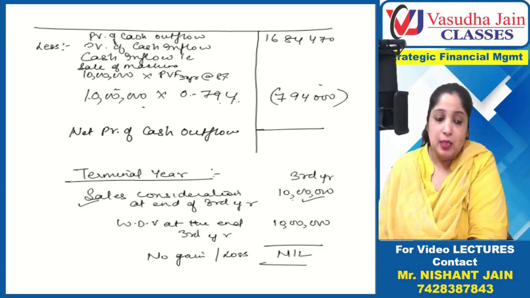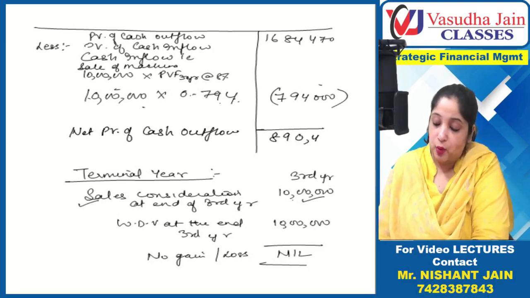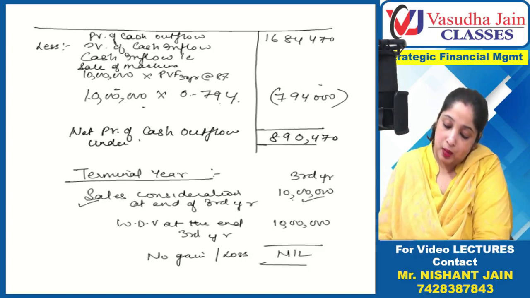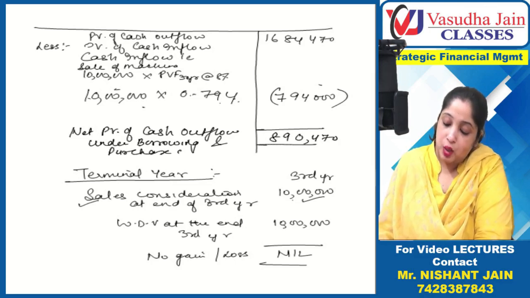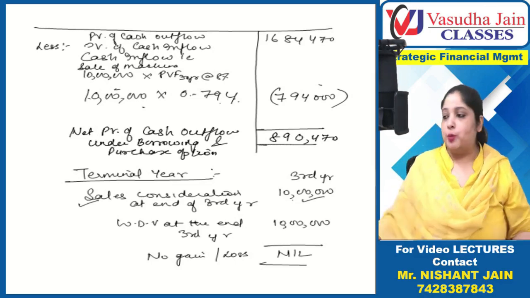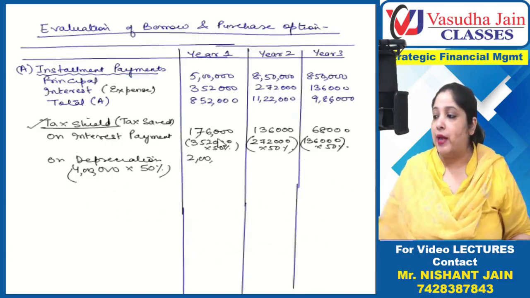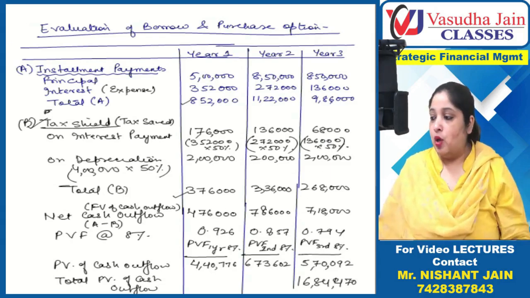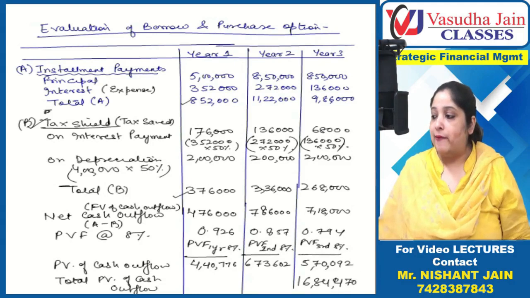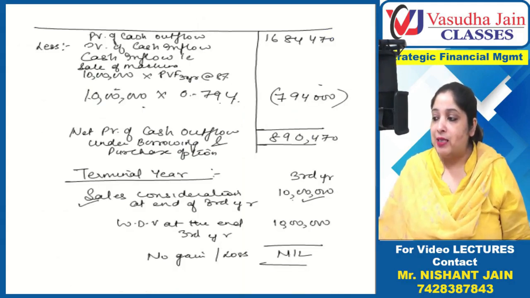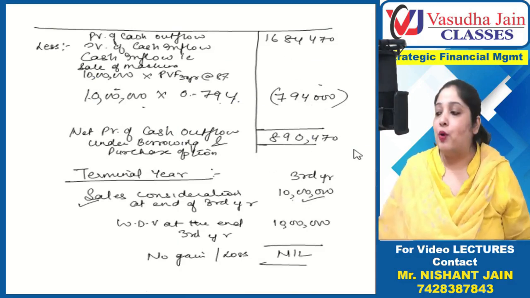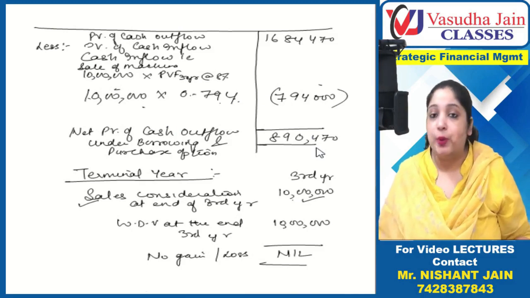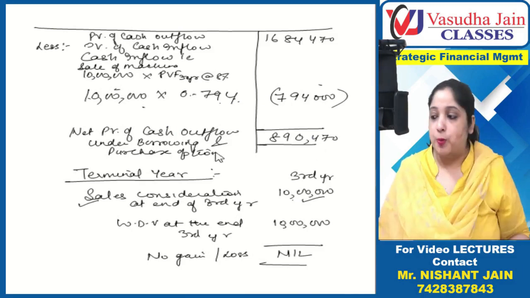If you subtract this from this, we are getting 8,90,470 rupees under borrowing and purchase option. So if you go for borrowing and purchase option, you have various inflows, outflows in various years. We have computed all inflows, outflows, present value. The outflow present value is 16,84,000 something, and sale of machines present value is 7,94,000. So effectively your outflow is 8,90,470 rupees if you choose to go for borrowing option.